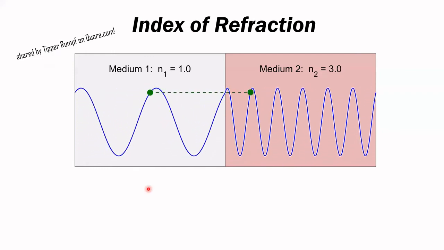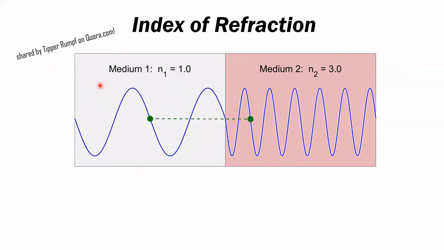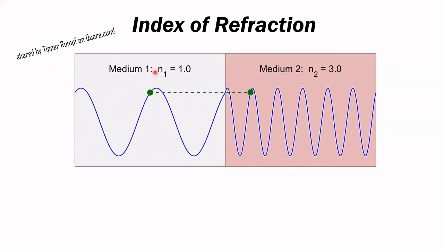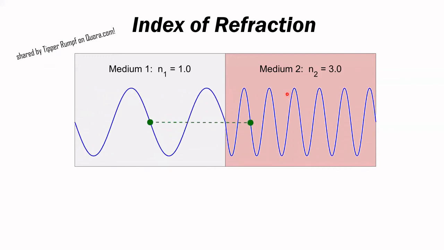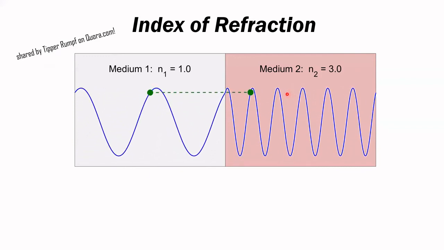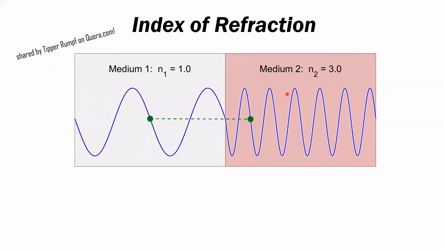So what can we observe? Here's a wave, which is clearly traveling faster in the left medium than it is in the right medium. So it's slowed down as soon as it goes from medium one to medium two. And that means that the wavelength has gotten shorter.